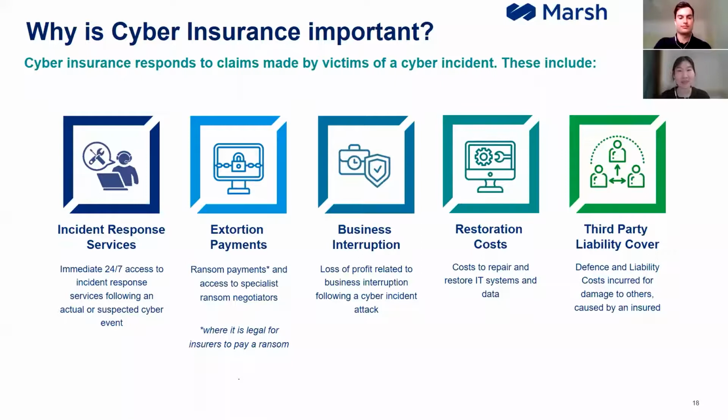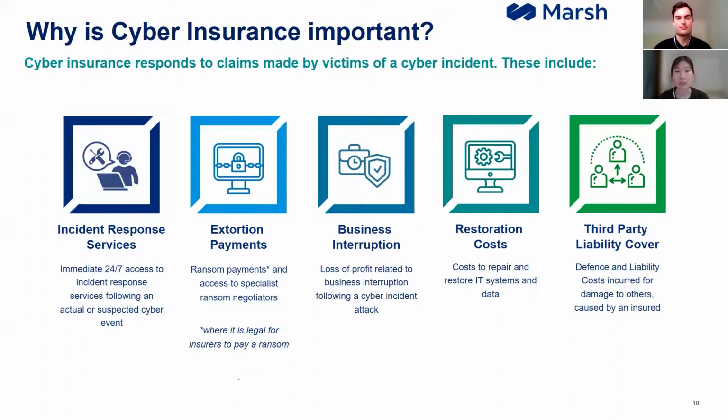Thanks, James. So why is cyber insurance so important? It's really important because an insurance policy will respond to claims made by victims of a cyber incident. And these can include first-party liability costs and third-party liability costs. For first-party costs, we have incident response services, which provide immediate 24/7 access to incident response services following an actual or suspected cyber event. Extortion payments are also covered, and this also includes access to specialist ransom negotiators, where it is legal for insurers to pay a ransom.